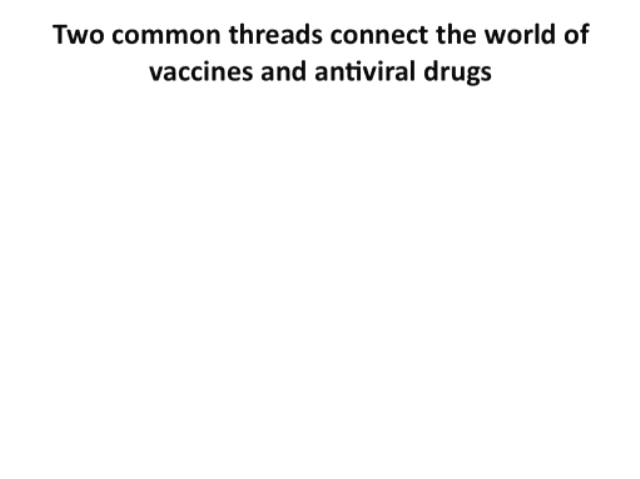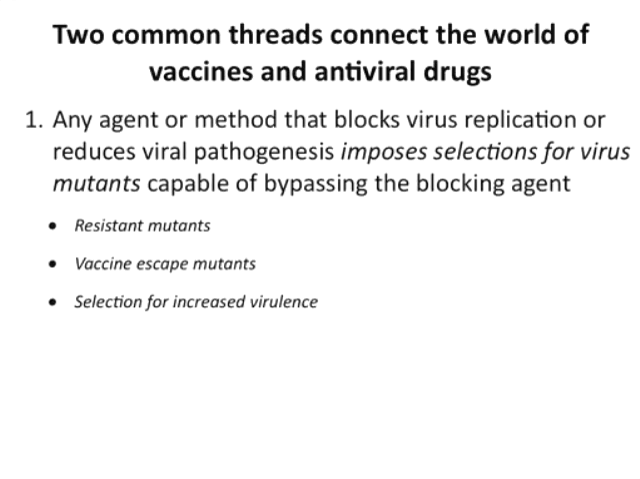So today and next time, there are two common threads that connect the two lectures. And the first is that any time we block viral replication, we impose a selection that the virus tries to get around. Doesn't try, it evolves to get around that. We get resistant mutants, we get vaccine escape mutants, and perhaps we get selection for increased virulence, but not always.